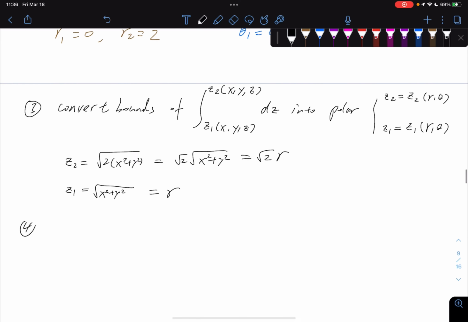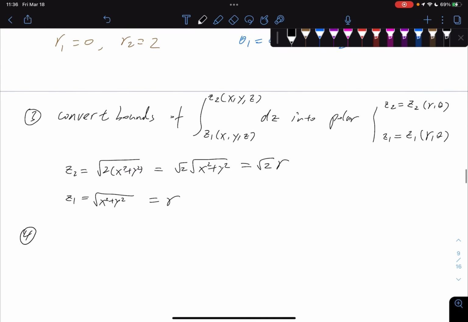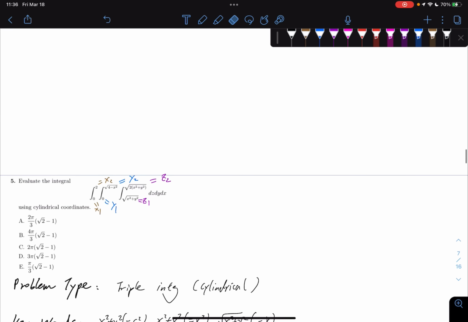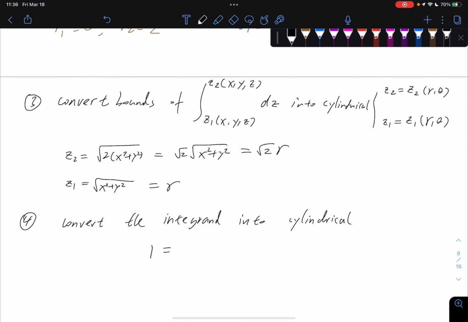So step 4, convert the integrand into cylindrical. You know what? Let's change this to cylindrical too. All right, so do we have a 1? Obviously, we don't have one, so just 1 equals 1 in this case.